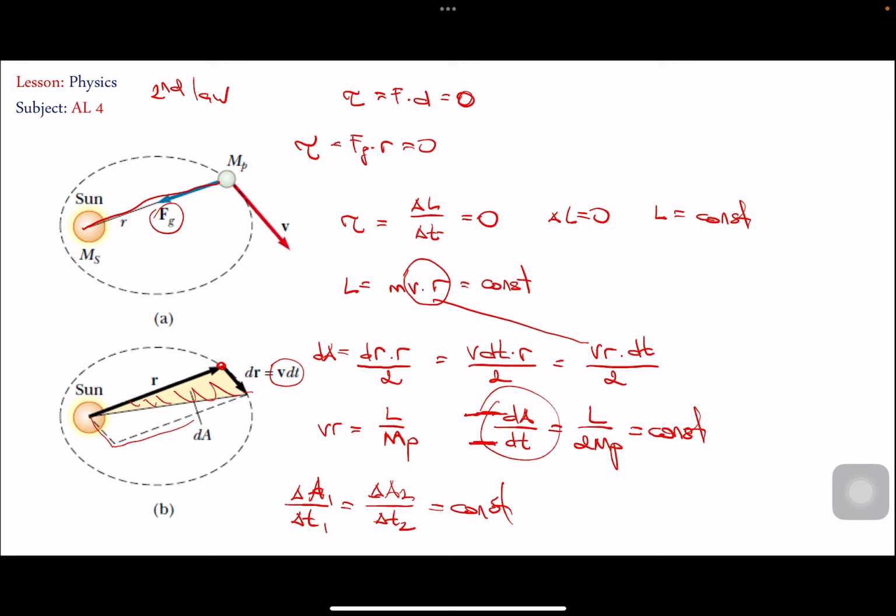So it means that in the same time intervals, if I have delta T1 and it sweeps area A1, and here if I have the same time delta T2, it will sweep the same area A2. If delta T1 equals delta T2, it means that A1 will be equal to A2. So that's the mathematical description and conclusion for Kepler's law. It's not a basic assumption. It can be proved also.